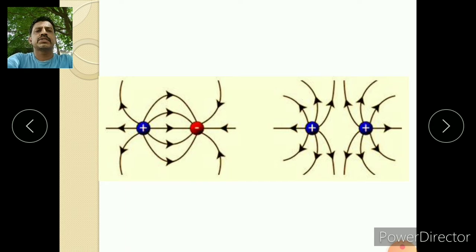Here we have two different types of examples: one is a positive charge and the other a negative charge. From the positive charge it is moving towards the negative charge in this way, or it may also move in the outward direction. So it may be a straight line or a curved path. Such a curved or straight path is known as the electric line of force. And here we consider the positive charges.